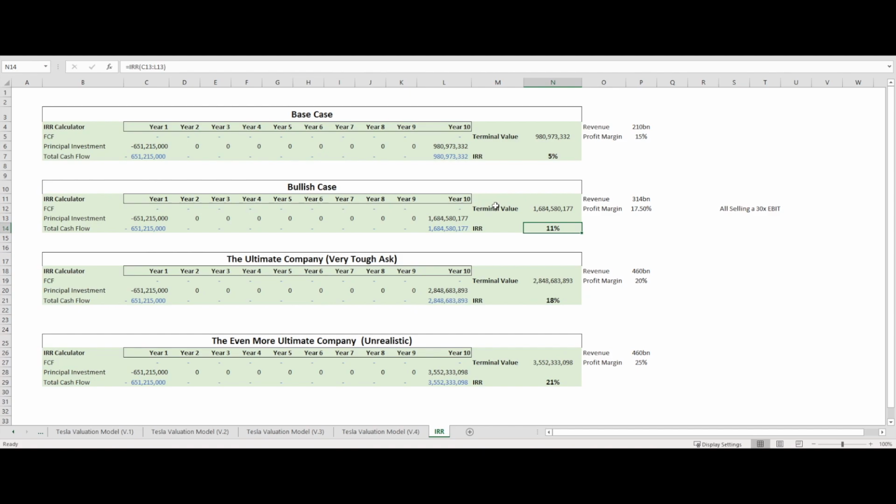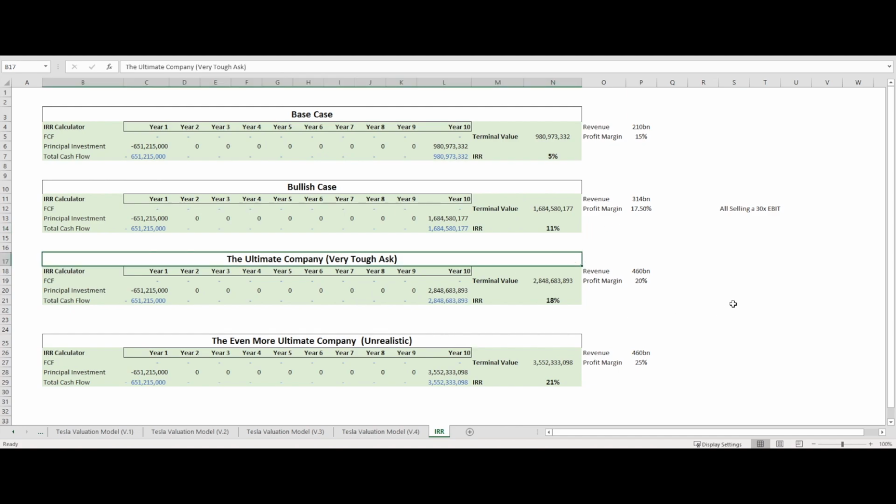The bullish case scenario is still quite a mediocre return, going off of 315 billion of revenue with a 17% profit margin. So Volkswagen-Toyota revenues with tech-like margins, selling it for 1.6 trillion in year 10. That still is an IRR of 11%, quite mediocre.